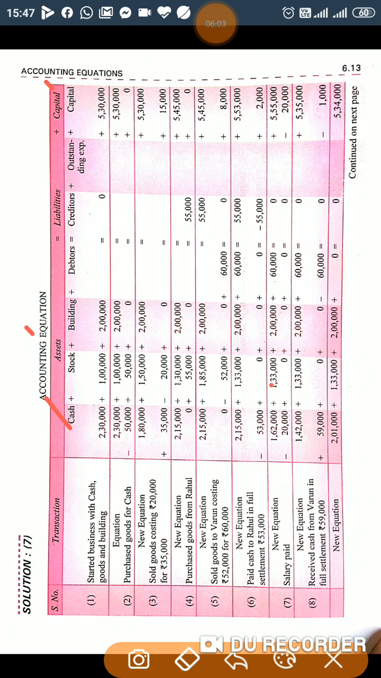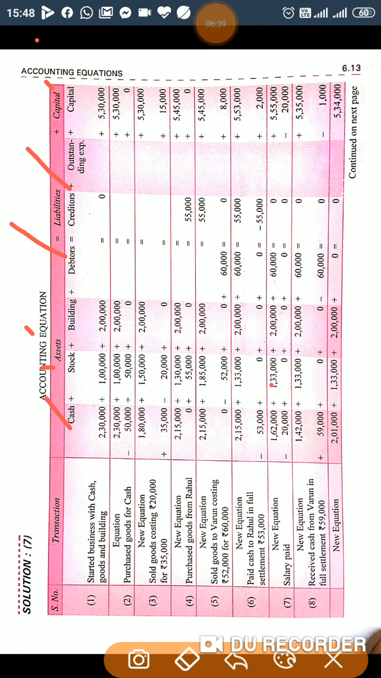Now next is purchase goods from Rahul. This is a credit transaction, stock is involved, and Rahul, who is a creditor, is involved. So we will write creditor here, and stock is already mentioned. Now next is sold goods to Varun costing rupees 52,000 for 60,000. Again, this is a credit sale. So stock is involved, which is already mentioned here, but debtor is involved and not mentioned, so we will write debtor here. And there is a profit, for which capital is already written here.